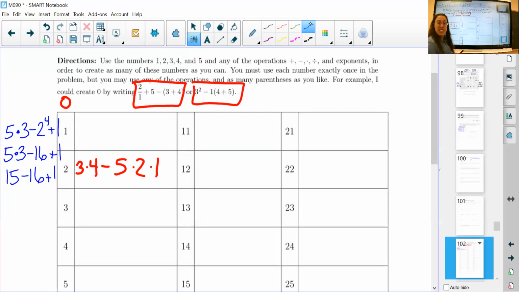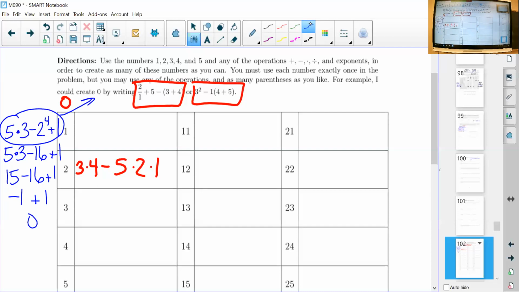Remember, this is not addition and then subtraction. If you do that, you will get the wrong answer in this case. What I want to do is go from left to right. 15 minus 16 is negative 1 plus 1. Negative 1 plus 1 is 0. So I have another possibility that I found for my 0 spot.